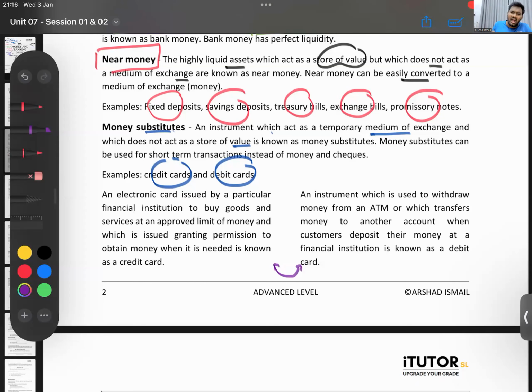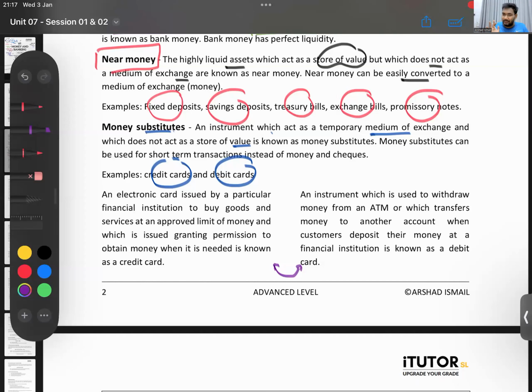Debit card. Are you borrowing money with a debit card? No, a debit card is your own money. Whatever money is there in your bank account, maybe your savings account, your demand deposit, is what you're using. That's a debit card. I'm hoping you all know this, it's very basic. So both debit cards and credit cards are considered money substitutes.